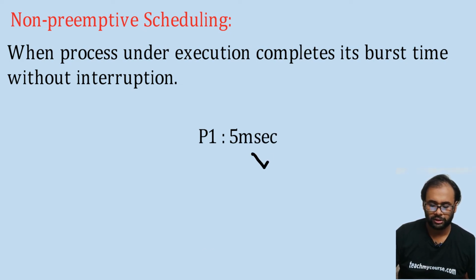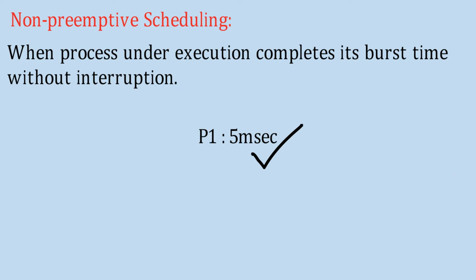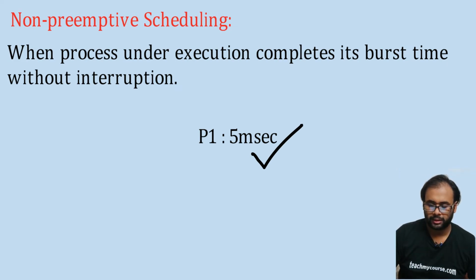Okay, so in non-preemptive scheduling, the process under execution completes its burst time without interruption. It is a kind of scheduling algorithm in which if the process P1 is executing and it has a burst time of 5 milliseconds, then if a process P2 comes for execution, it cannot interrupt P1. P1 gets executed for its full time of 5 milliseconds, and only after that will P2 start its execution. So that is non-preemptive scheduling, in which the process under execution completes its burst time without interruption.